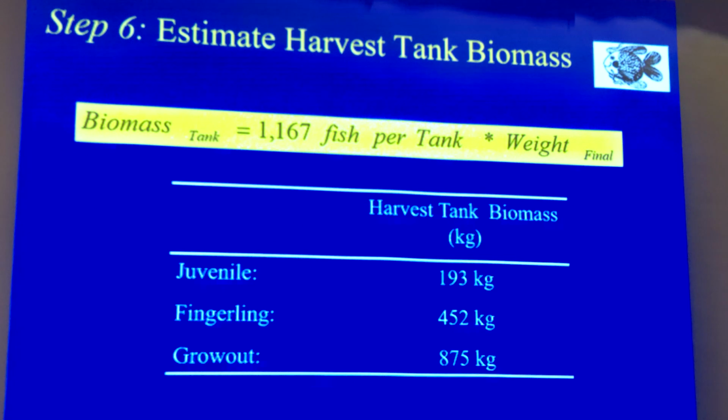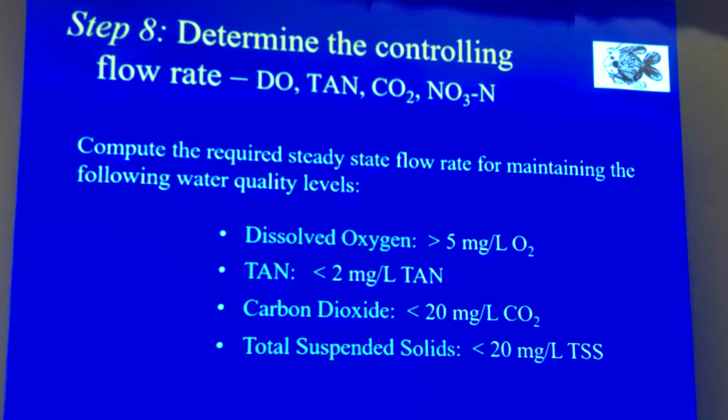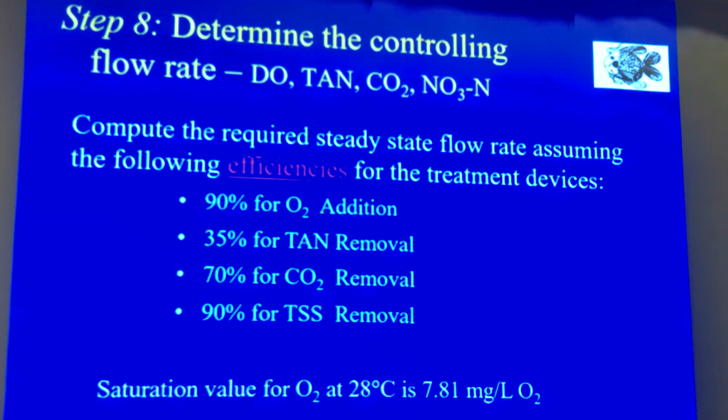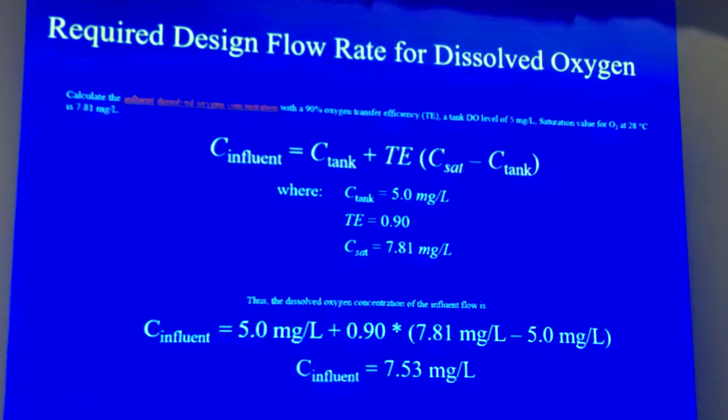Here's one of the key points. This is like a 3-stage system, and we're going to estimate our feed rates, feed per tank. Then we have to determine the controlling flow rate for dissolved oxygen, TAN, CO2, and nitrate. We pick those numbers, and then we have to pick the effectiveness of the treatment system, which we get from the manufacturer or our own personal experience. Then there's your equation, and you start calculating all those things.